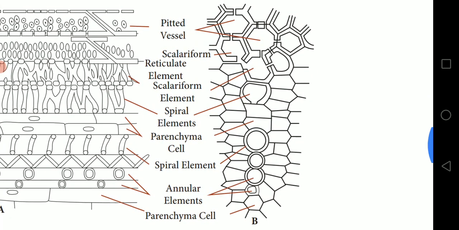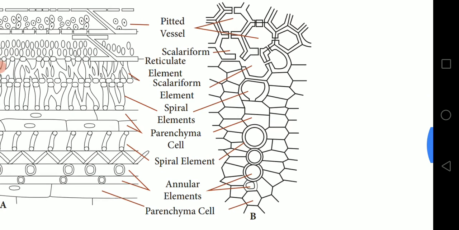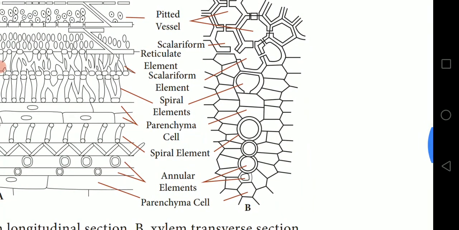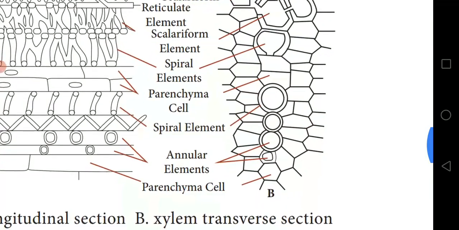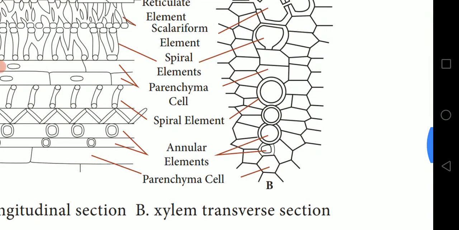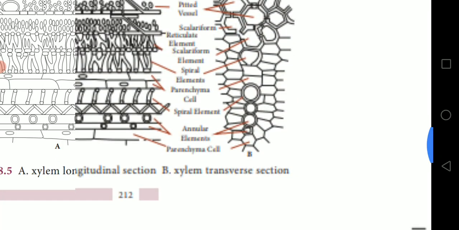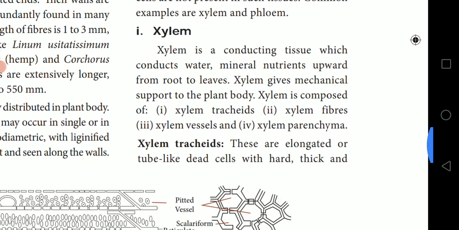Here we see pitted vessels, scalariform and reticulate elements in the longitudinal sections, and also spiral elements, annular elements, and parenchyma cells. These are the parts present in both sections, the longitudinal as well as the transverse sections.